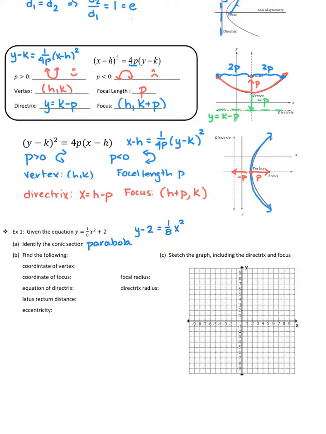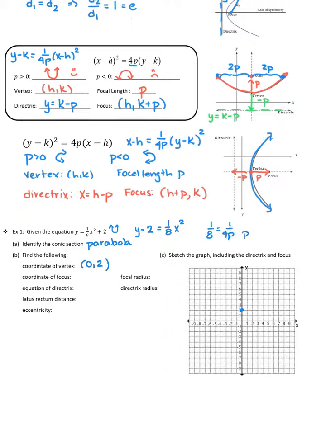And so the coordinate of my vertex is going to be 0, 2. And I know that my orientation is going to be going like this, since my coefficient is positive and it's y equals x squared. So before I can find my coordinates, I notice that 1/8 equals 1/4p.